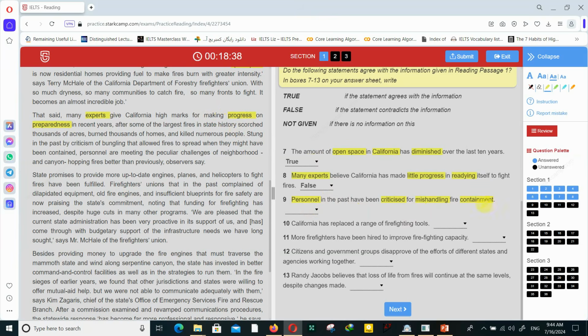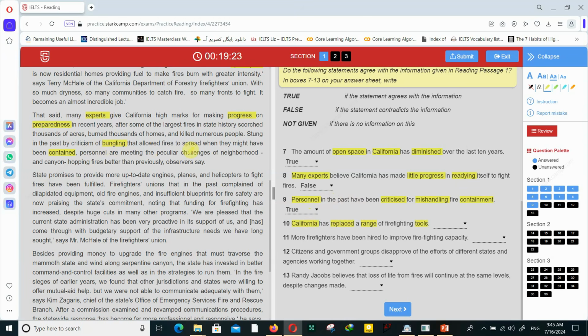Personnel have been criticized for mishandling containment. California has replaced a range of firefighting tools. So, stung in the past by criticism of bungling. Bungling means mishandling that allowed fires to spread when they might have been contained. Fire containment. Number 9 is actually the same sentence here, so it's true.